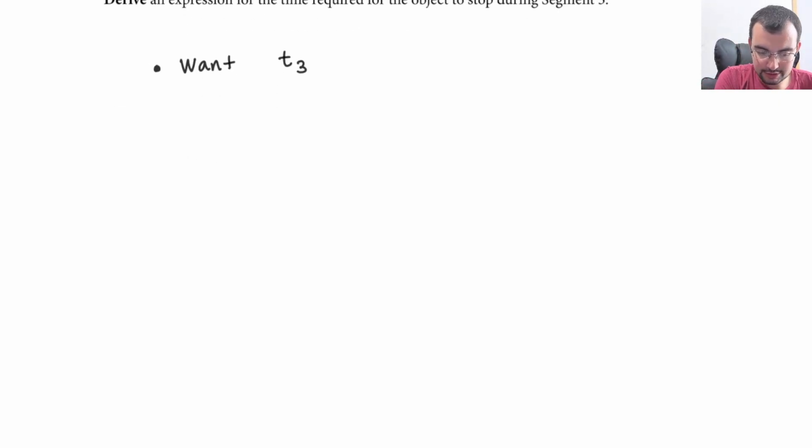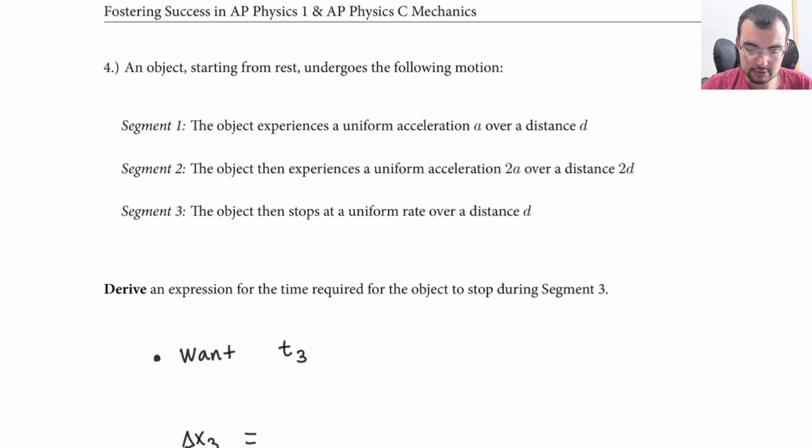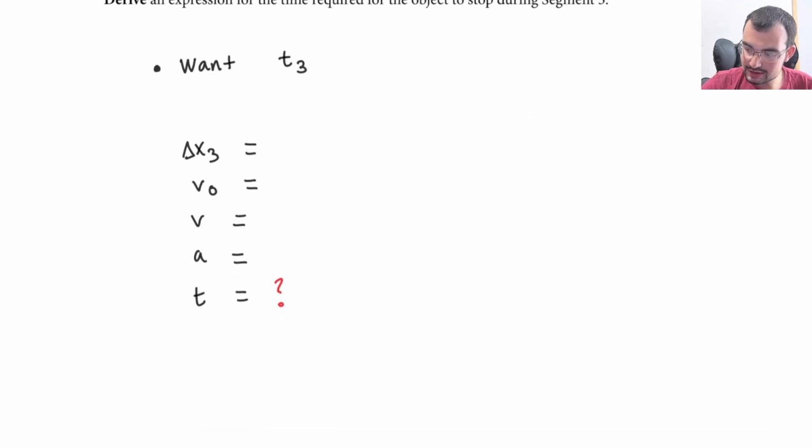So if we look at our list, we'd get something like this. And we know that the thing we want is t. And we also know that it travels a distance d. And it stops at the end. Notice this is not enough info to solve, because we don't have 3 variables, we only have 2.